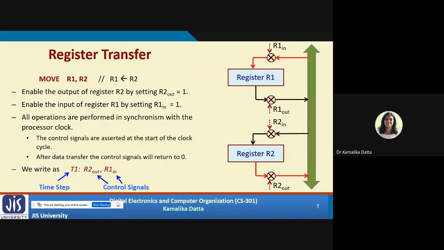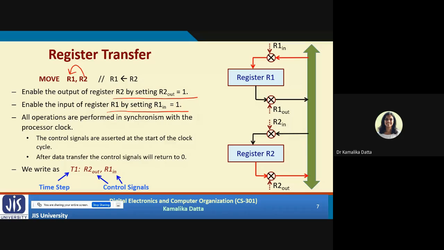Okay. So now let us see, as I told you, whenever we want to transfer data from one register to another, we enable the output of one register, R2 out equals 1, and enable the input of another register, R1 in as 1, for transferring the data from R2 to R1, right? Now, you have to understand how these control signals will get generated. I understand that for this instruction, move R1, R2, we need to generate certain control signals. But how these control signals get generated, there are methods for it that we will look into next.